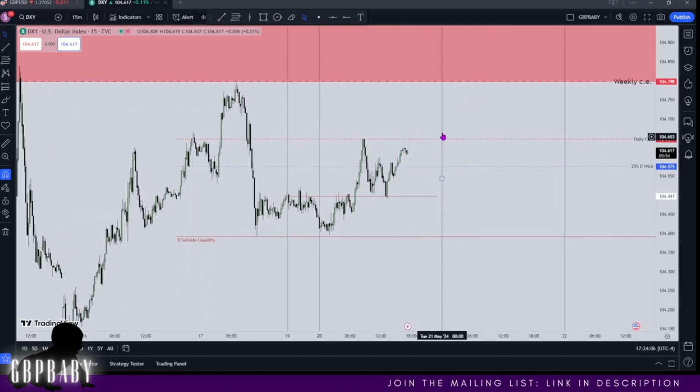So moving into the next day, I'm going to be looking for buys on dollar with shorts on the pairs, expecting us to run lower. Don't know what that is. Let's get rid of that.